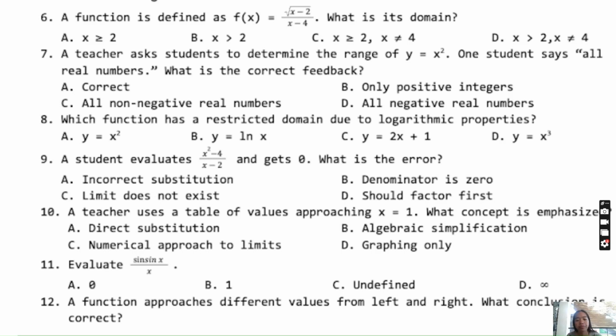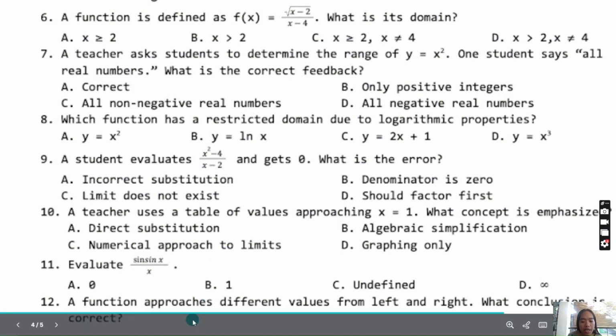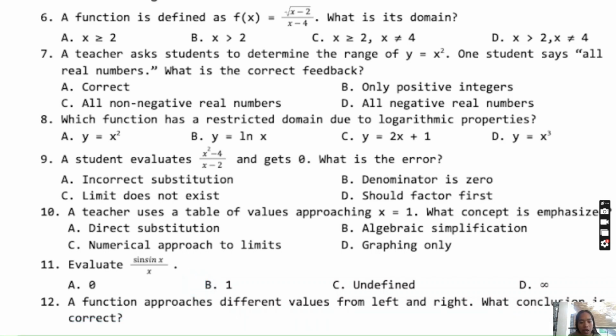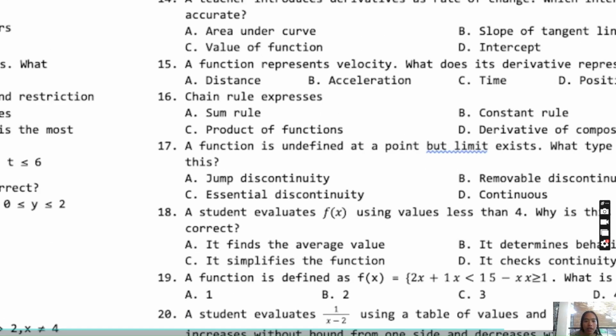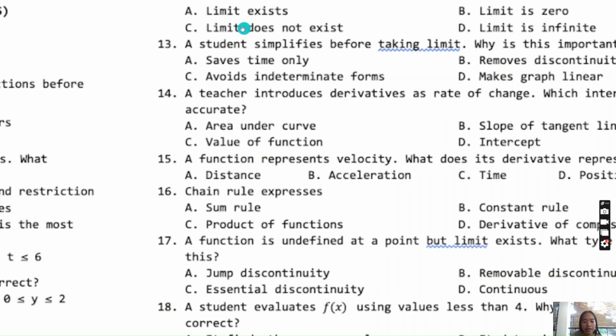Now we are now in item number 12. Function approaches different values from left and right. What conclusion is correct? So these are our choices. And the correct answer is letter C. Limit does not exist. For a limit to exist, the left hand and right hand limits must be equal. If they are different, the overall limit does not exist. That is why the answer is letter C.